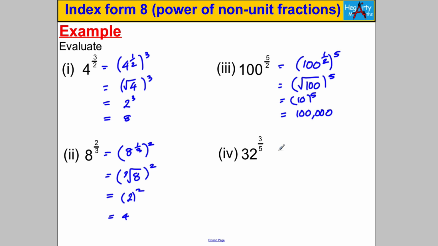32 to the 3/5, so that's 32 to the 1/5, all of that to the power of 3. And I know what 32 to the 1/5 means. It means the fifth root of 32, and don't forget all of that is to the power of 3. And the fifth root of 32 is 2, and don't forget that's to the power of 3, and 2 cubed is 8, and we're done.